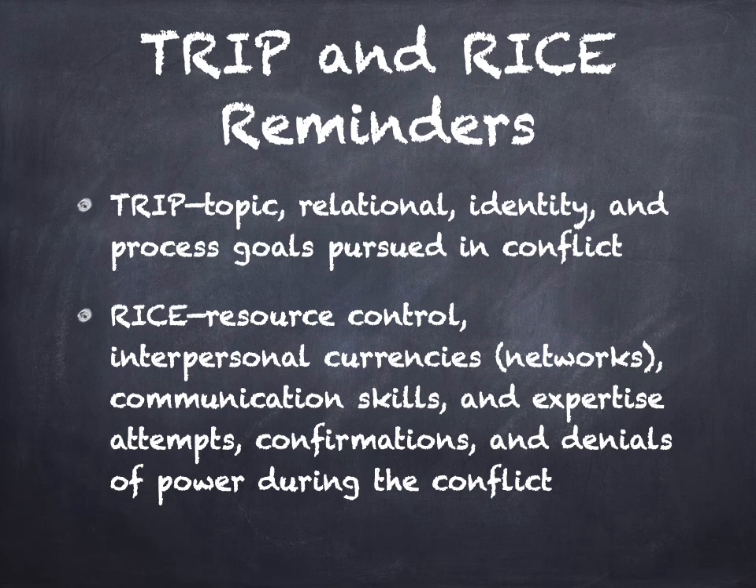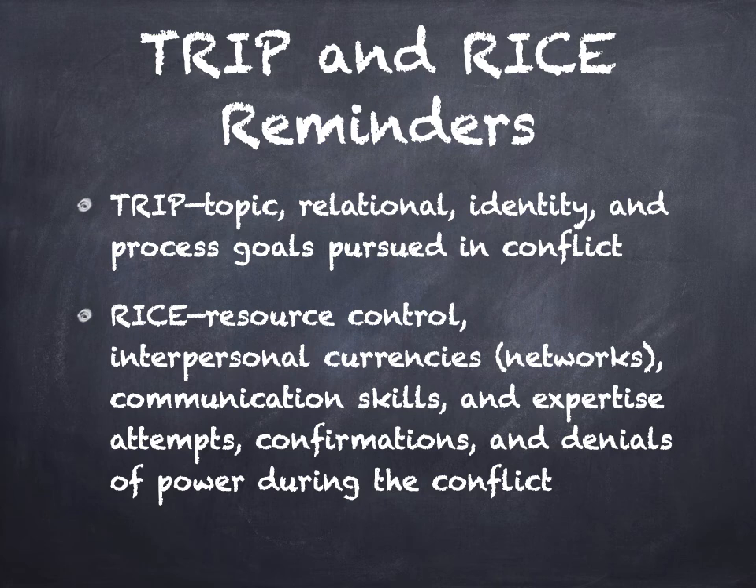Just a quick review. Tripp and Rice. Tripp, if you remember, refers to the goals one pursues in conflict, not just in general, but during the actual conflict. You can have topic goals, relational goals, identity goals, and process goals. Maybe not all at the same time, but you can pursue those goals in conflict.